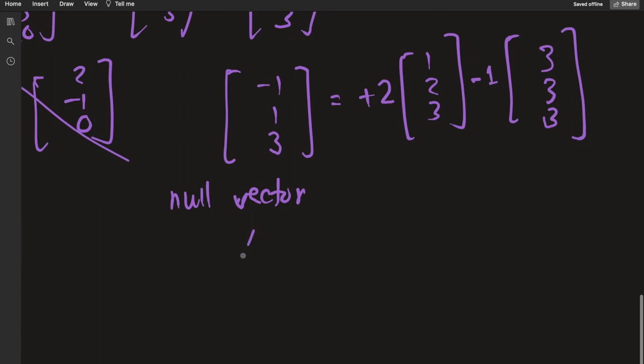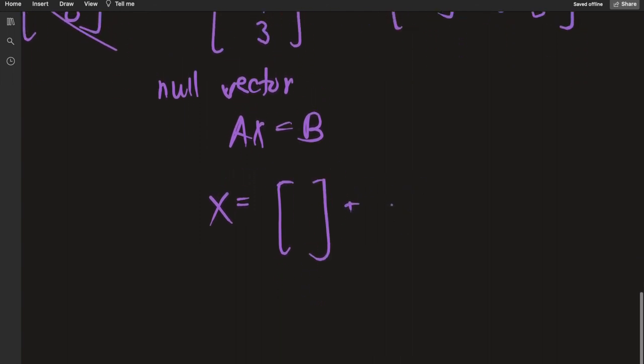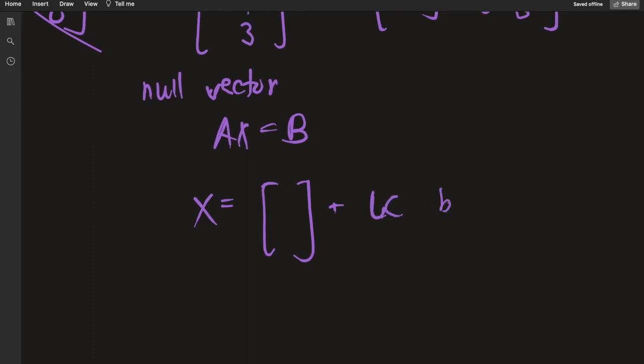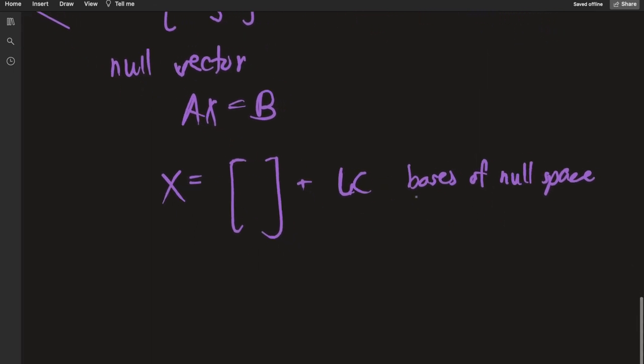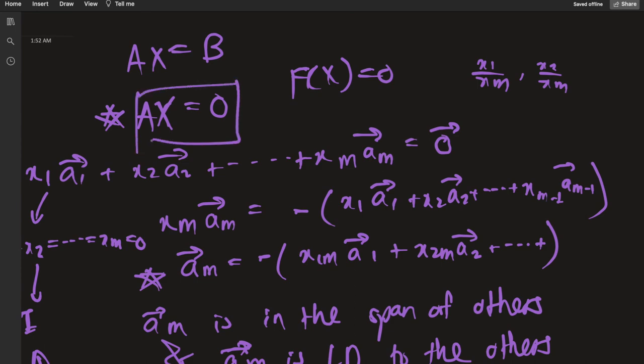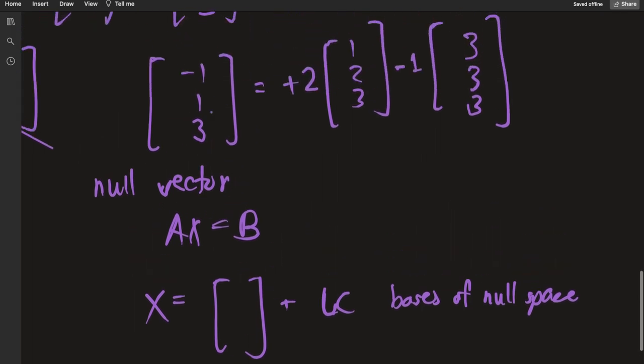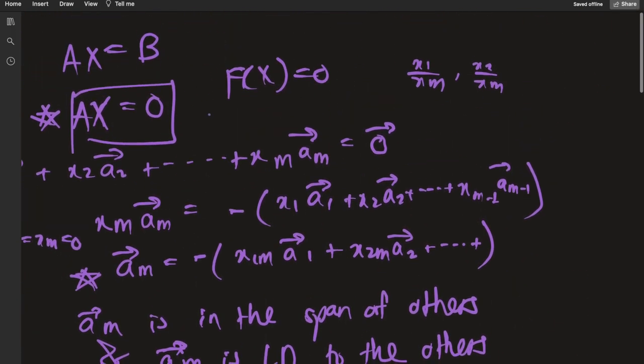So whenever we have a solution like this, AX is equal to B, the more general solution is a particular solution, whatever you get after solving it using my techniques, plus a linear combination of the bases of the null space. Because anyways, if you multiply A times the bases of the null space, it's going to give 0 by definition. That's how you construct a more general solution, and that's the entire idea that I was actually trying to explain in the last video by the end.